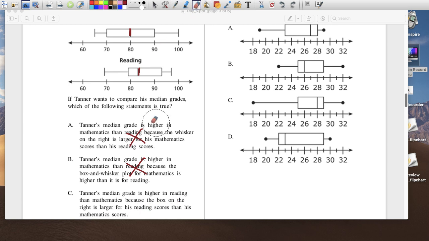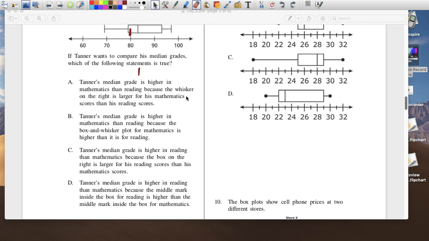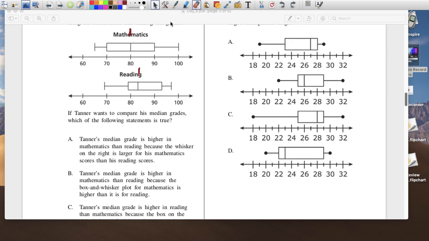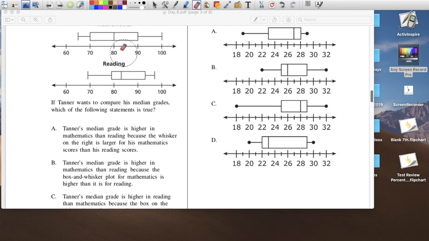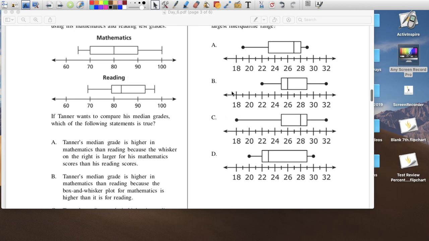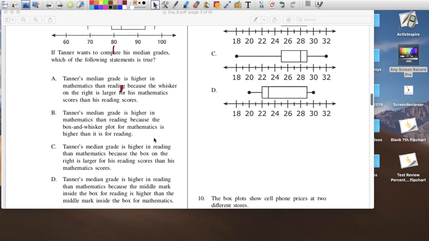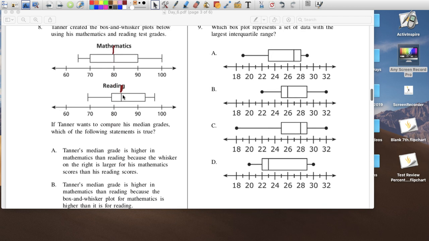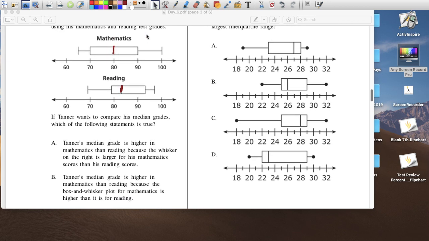Oh, yuck. Let me see what D provides us. Tanner's median grade is higher in reading than math because the middle mark inside the box for reading is higher than the middle mark inside the box for mathematics. That's definitely true. So this middle mark, which is the median, is obviously higher than this. So definitely this middle mark inside the box is bigger than the middle mark inside the math box. So definitely the answer is D.